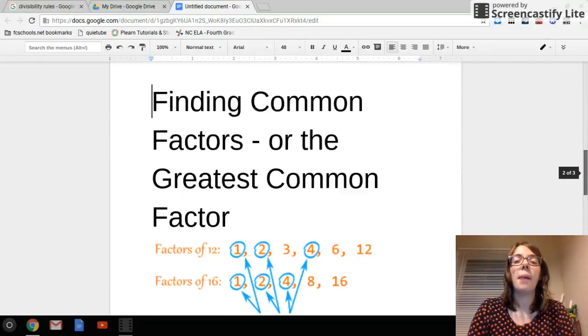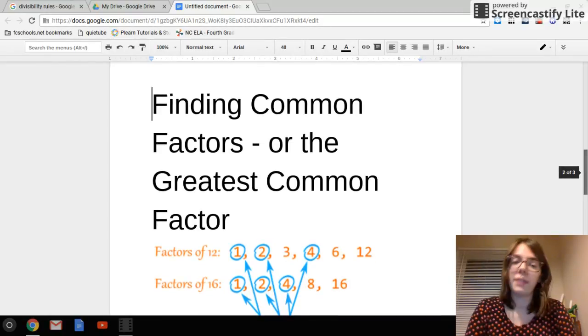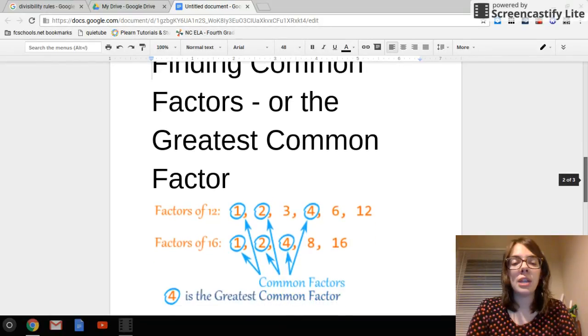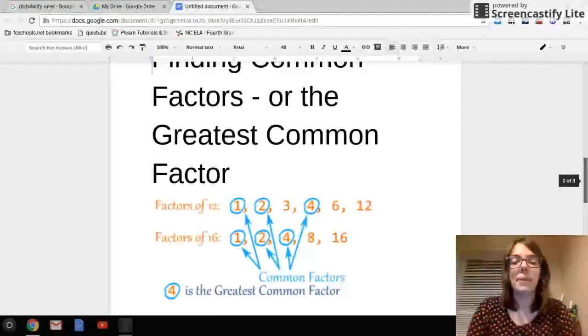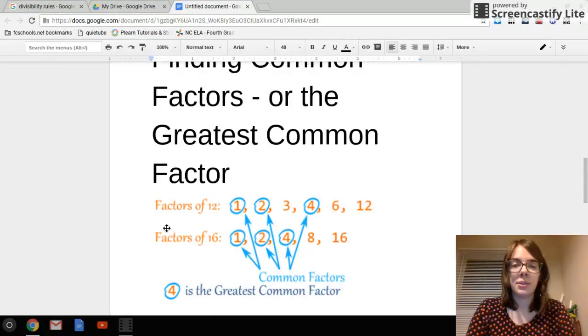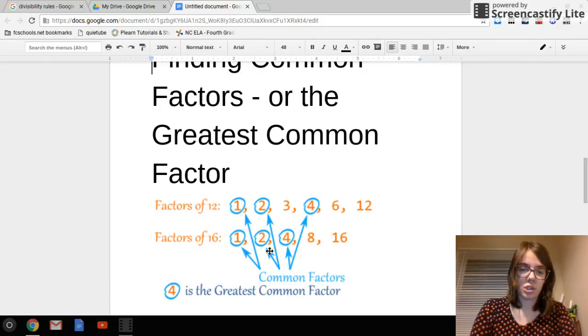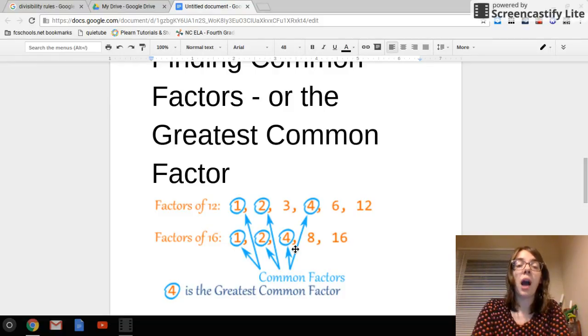Okay. So getting into it, finding the common factors or finding the greatest common factor. When a question asks you to find the common factors, what you're going to start by doing is just listing all the factors of that number. This picture right here asks for the factors of 12 and the factors of 16. So I'd go and list 1 and 12, 2 and 6, 3 and 4. And for 16, 1 and 16, 2 and 8, 4 and 4. We know we only have to write it once.